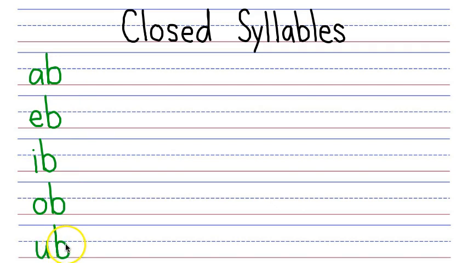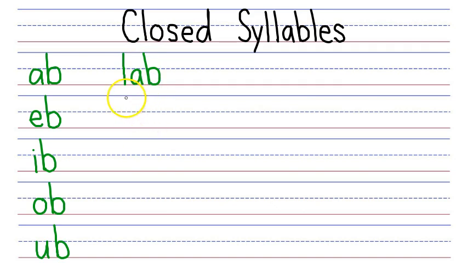Now you may remember with closed syllables that if a consonant letter comes before the vowel letter in the closed syllable, it doesn't change the vowel sound. And so you can have lab, leb, lib, lob, lub, for example. Let's write those down. For lab, we use an L that says l, an A that says a, and a B that says b.